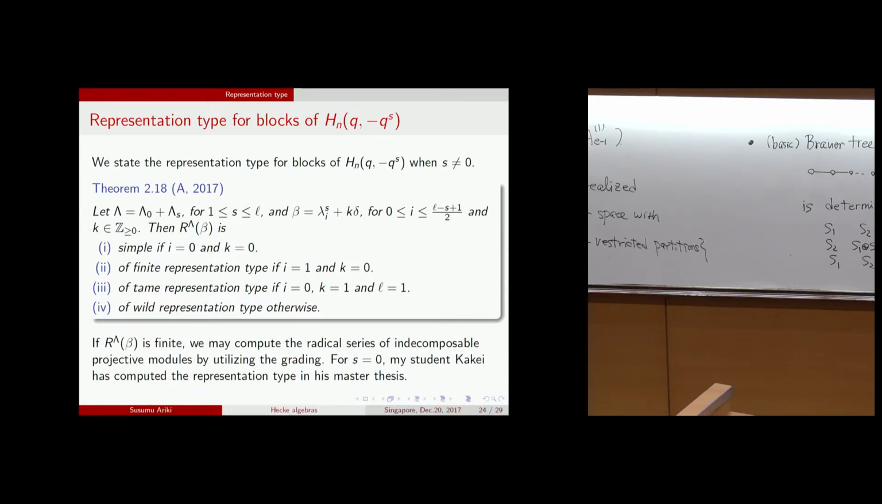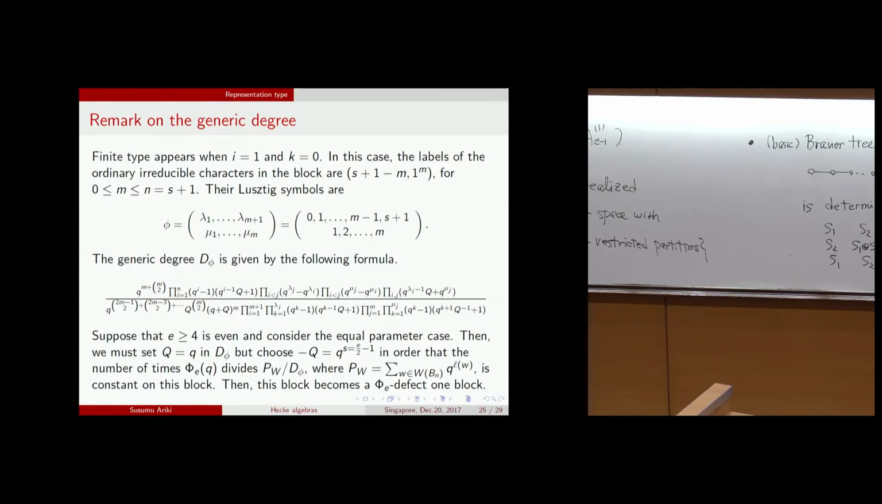So we know that if it is finite, then it is a Brauer tree algebra whose Brauer tree is a straight line without exceptional vertex. And for s equals 0, my student Hecke has computed the type in his master thesis. But before stating that, I would like to give a remark on generic degree. So, in this case, finite type appears when i equals 1 and k equals 0.